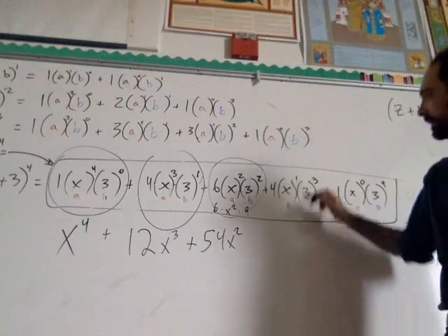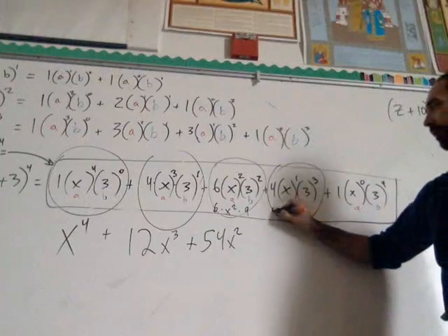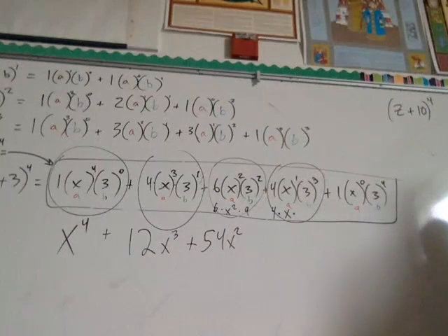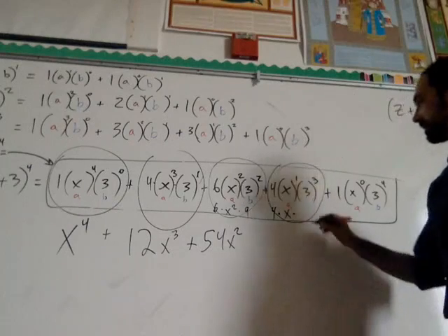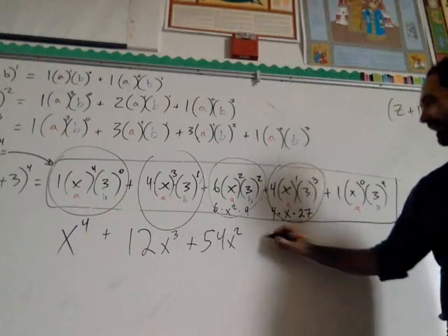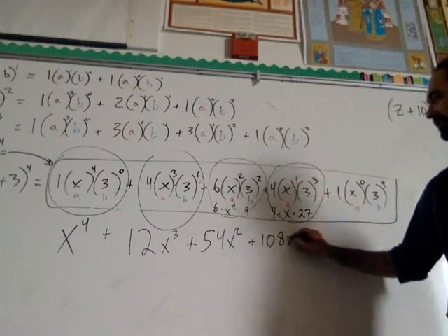All right. Next. We have 4 times X to the first is X times. What is 3 to the third? 27. 27 times 4? 108. We had x to the first power, so it's 108x.